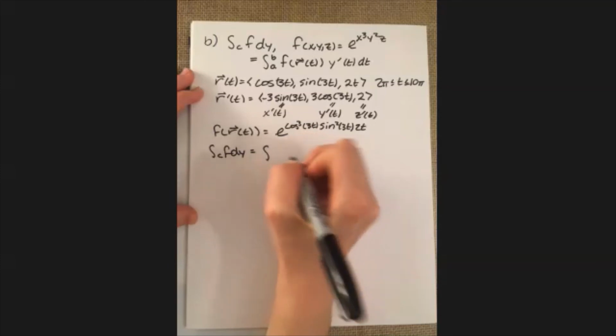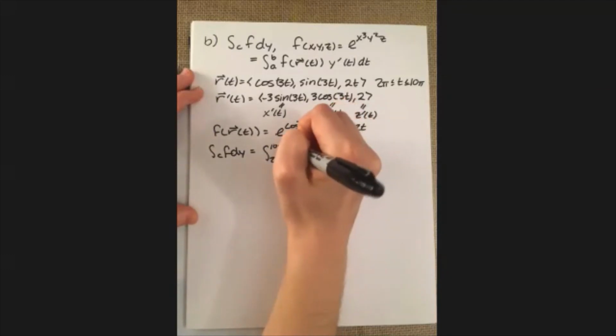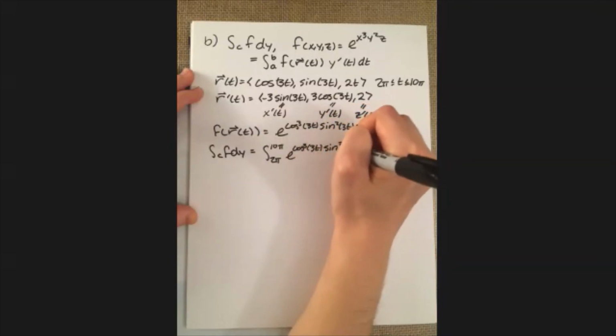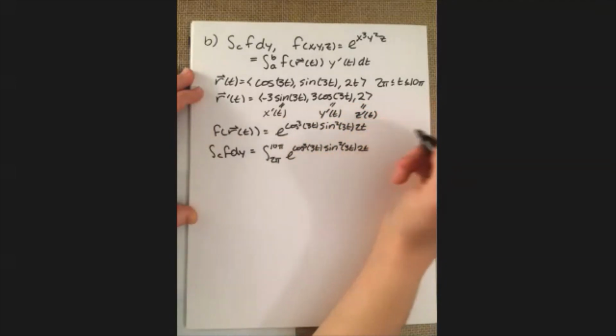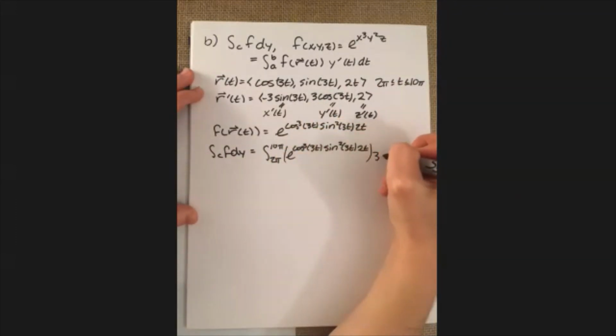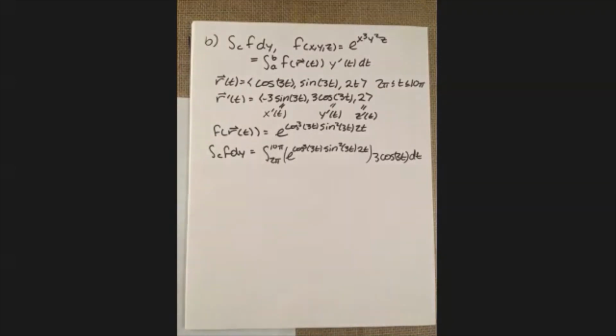That's going to be equal to the integral from 2π up to 10π of e to the cosine cubed 3t sine squared 3t, and then 2t, and then times 3 cosine of 3t. This is from y prime. And then dt. So yeah, that's all you have to do there. Once again, we're told to just set up the integral. We're not told to evaluate it. So, I don't know how you would evaluate that anyway. So just leave it like that, and you are good to go.